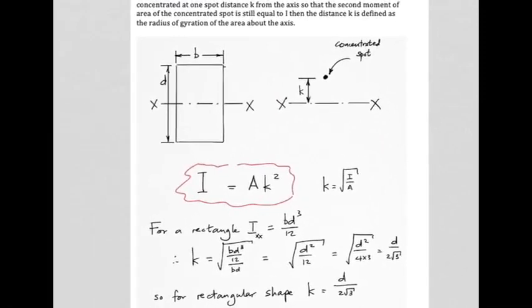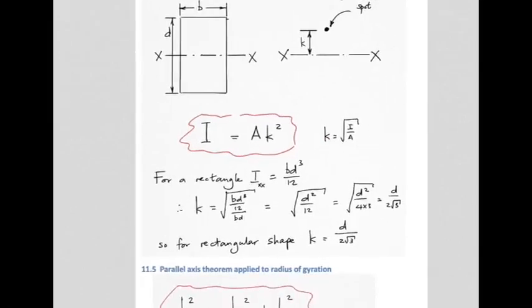And the relationship between I and K is as follows. I is A K squared. Or if you wish to find K, it would be the square root of I over A. So for a rectangle, Ixx is BD cubed over 12. So K would be I over A inside the square root symbol. There we go, BD cubed over 12 over BD. We could simplify that a bit further and get K being D over 2 root 3.